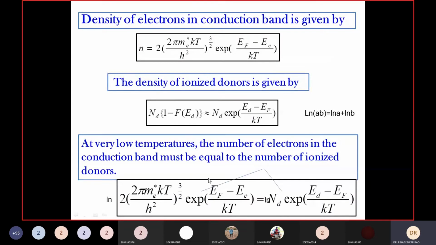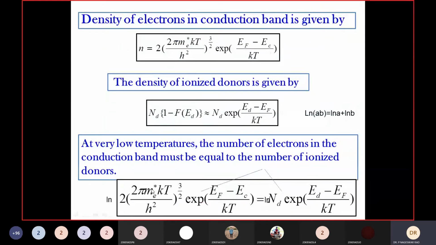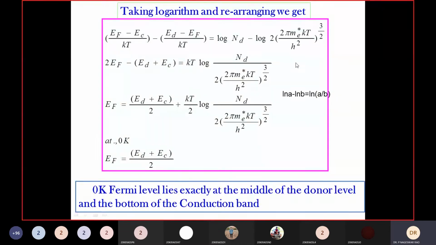If you simplify it, now I am taking the LCM kT. Simplifying, minus EF and plus EF gives 2EF, and minus of ED plus EC, minus of (ED plus EC).